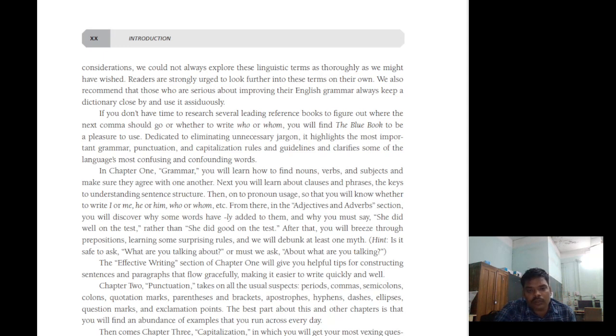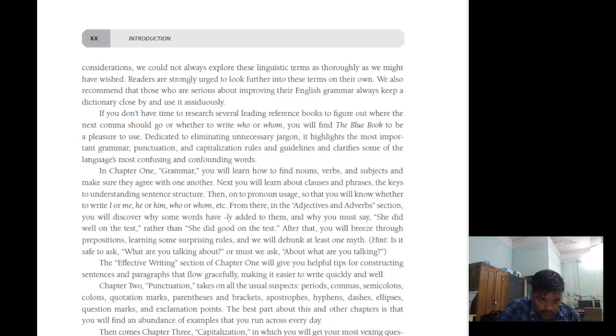Then on to pronoun usage, so that you will know whether to write I or me, he or him, who or whom, etc. From there, in the adjective and adverb section, you will discover why some words have ly added to them and why you must say she did well on the test rather than she did good on the test. After that, you will breeze through prepositions, learning some surprising rules, and we will debunk at least one myth.